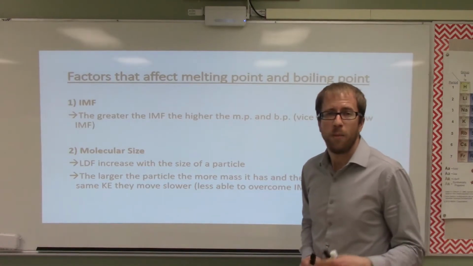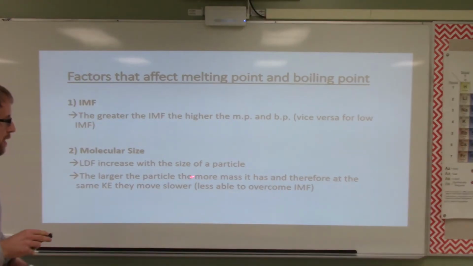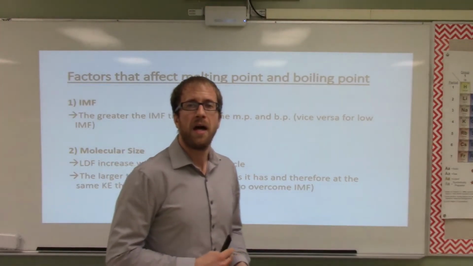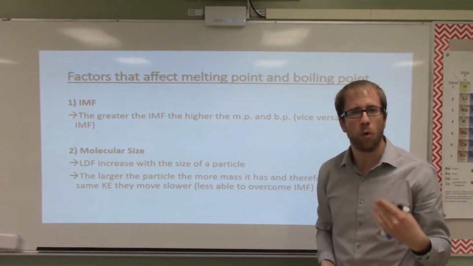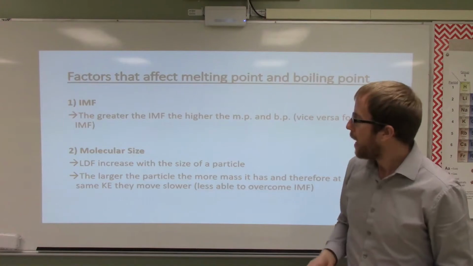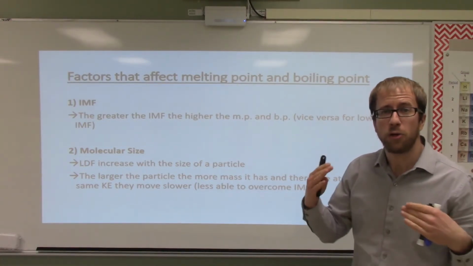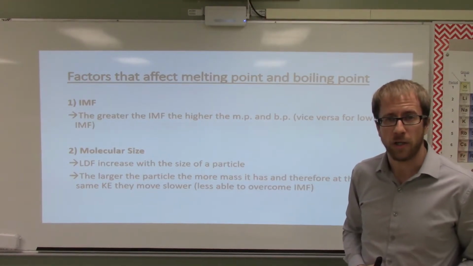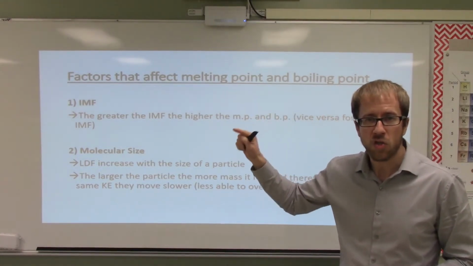Another big one is molecular size. London dispersion forces do increase with increasing size. More shells of electrons, more electron shielding, more London dispersion forces. Another impact of large size tends to be larger mass. And what is the formula for kinetic energy? Kinetic energy is 1/2 mv squared.